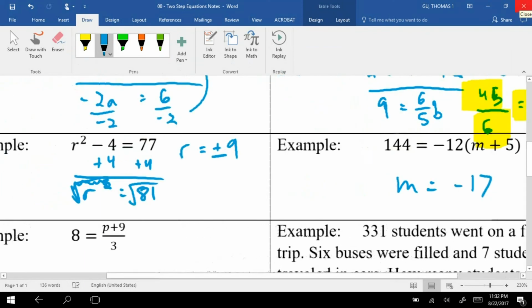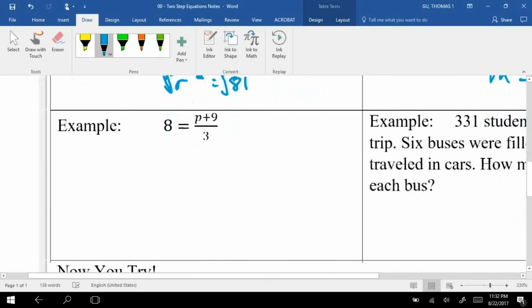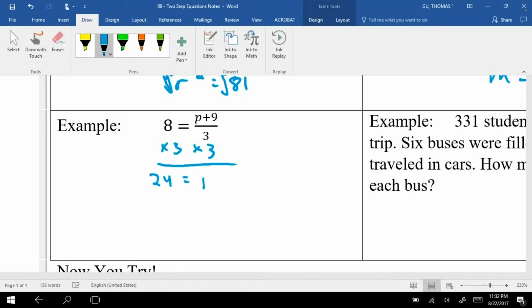All right, let's go to the second to last example right here. We got 8 equals p plus 9 over 3. What do we have to do to get rid of this divided by 3? What's the opposite? We're going to multiply by 3 times 3. What's 8 times 3, guys? Did you say 24? Yeah, that's exactly right. 24 equals p plus 9.